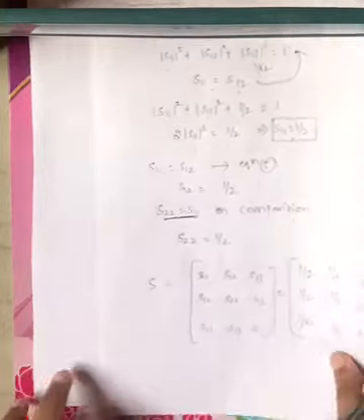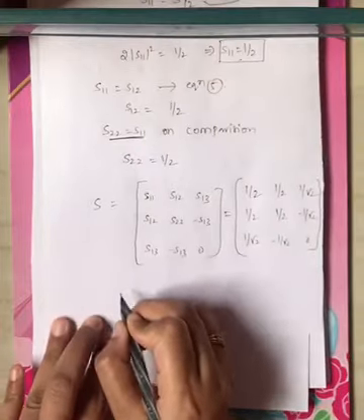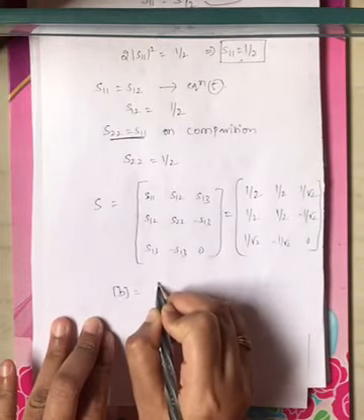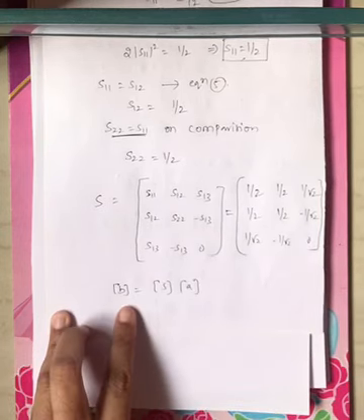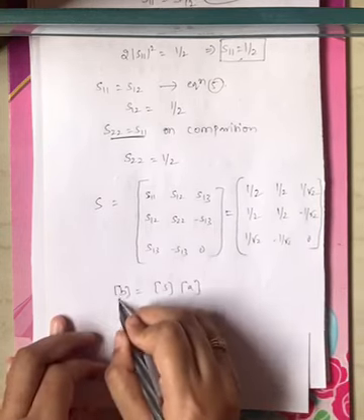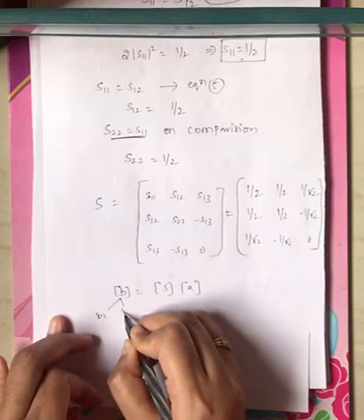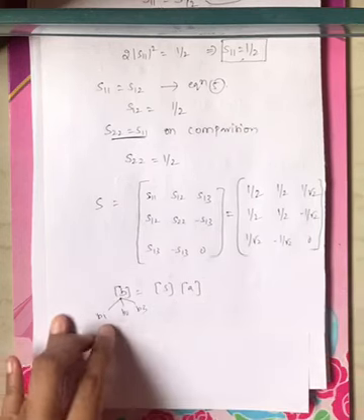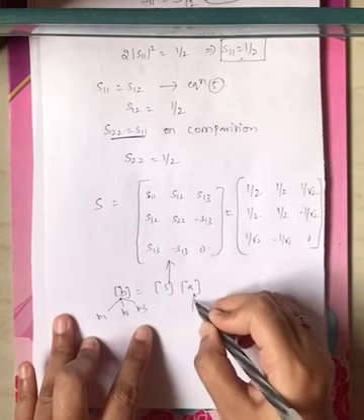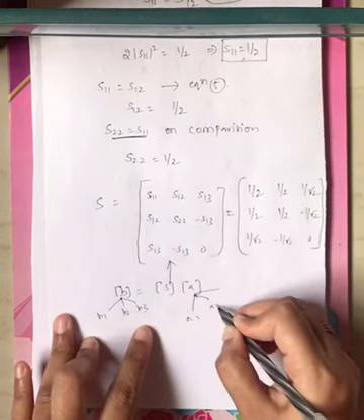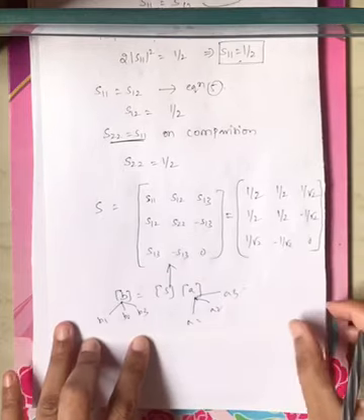Now we know that B equals SA, right? B is nothing but the reflected or output powers. How many output powers? Output power at port 1, port 2 and port 3. Now this S is your scattering matrix. Similarly, A is the input power at port 1, input power at port 2 and input power at port 3.